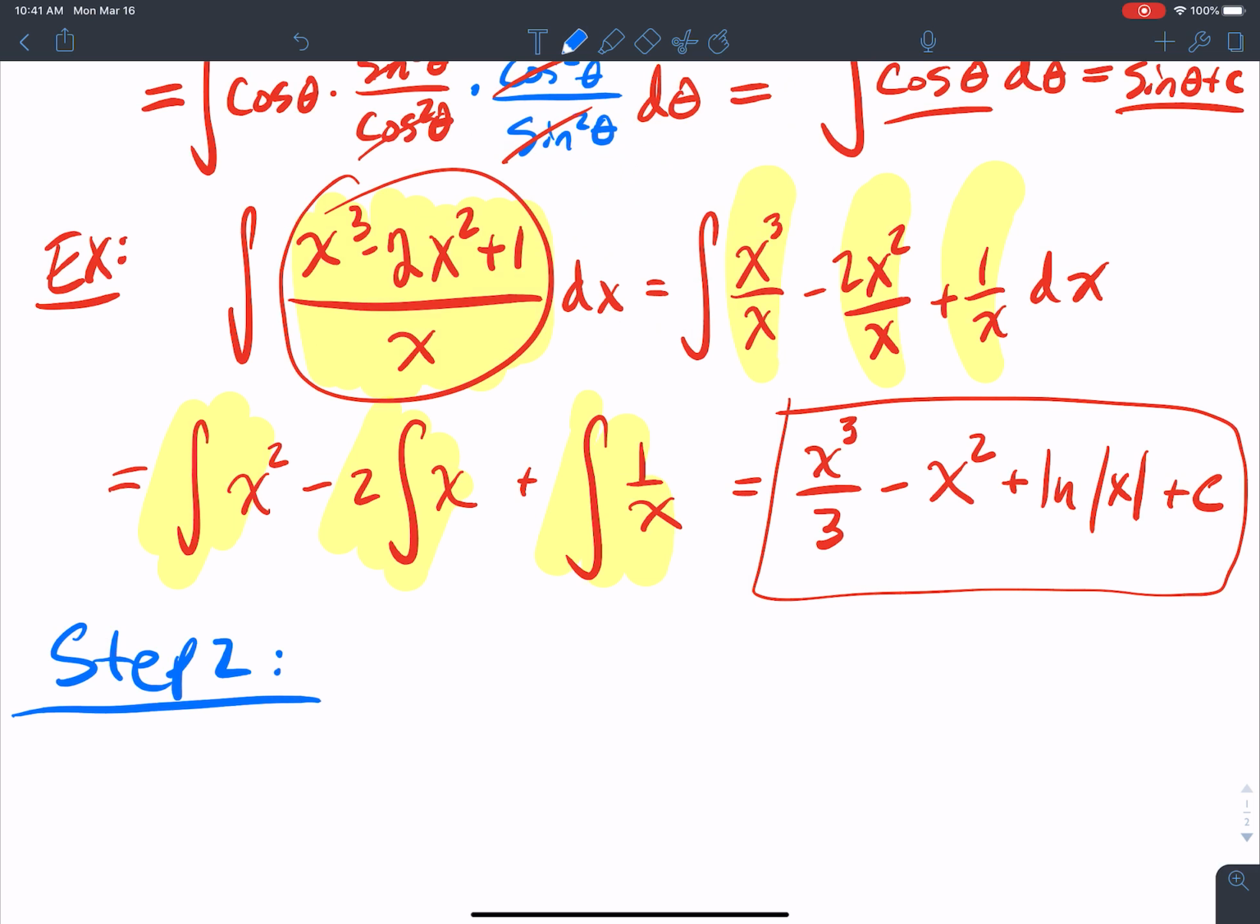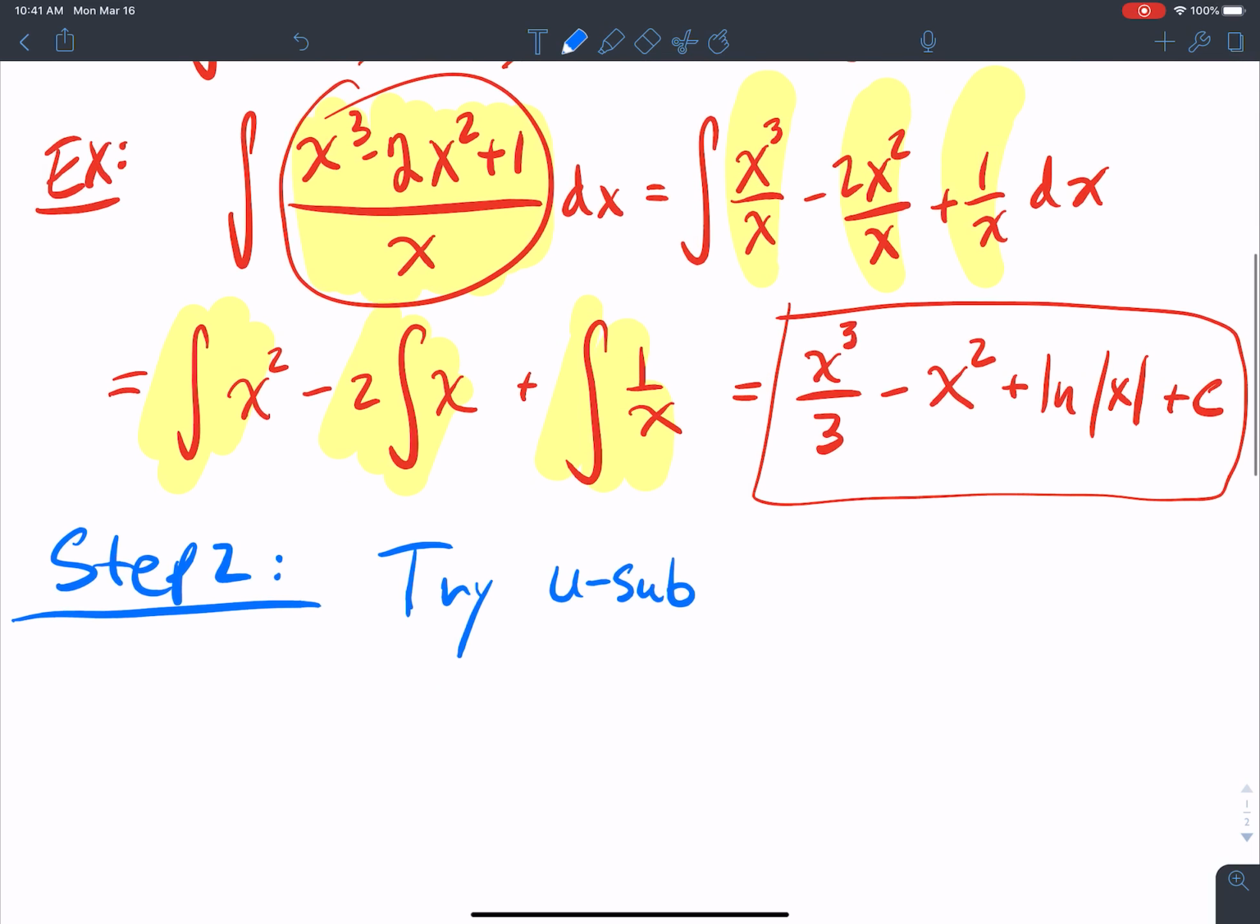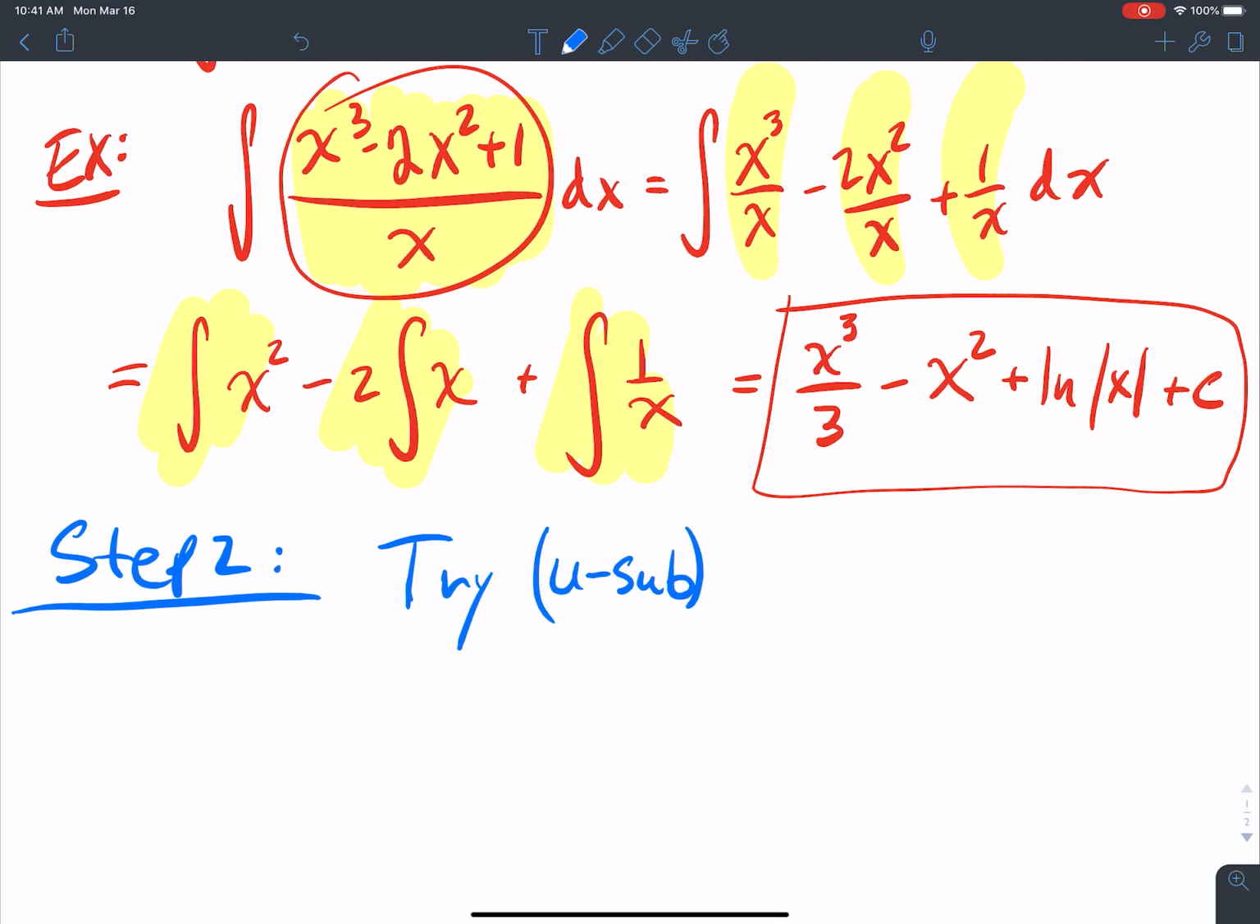Step 2. Try U-substitution. I think that of all the techniques, U-substitution is probably your easiest one. So always try to go for the low-hanging fruit first. All right. So when I'm thinking about these problems, if it doesn't help me when I algebraically simplify, I think, okay, well, what's the next thing I could do?